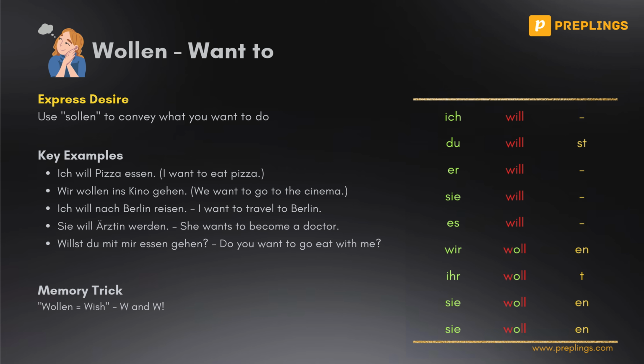On the right side, you can again see the conjugation table of the modal verb wollen. Let us see some examples. Ich will Pizza essen. I want to eat pizza. Wir wollen ins Kino gehen. We want to go to the cinema.